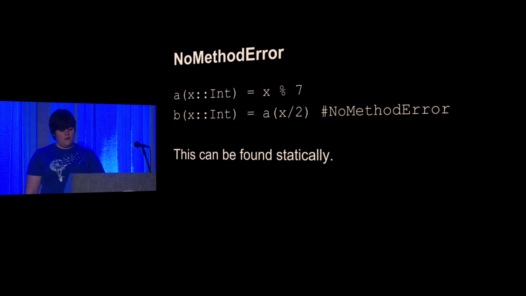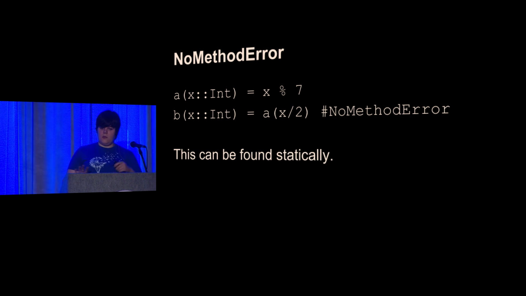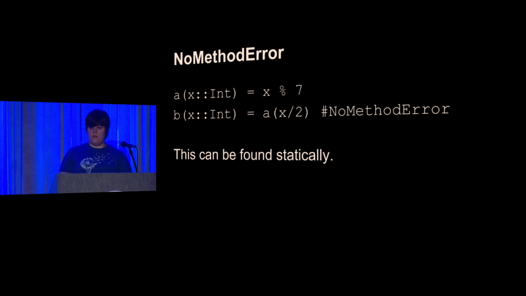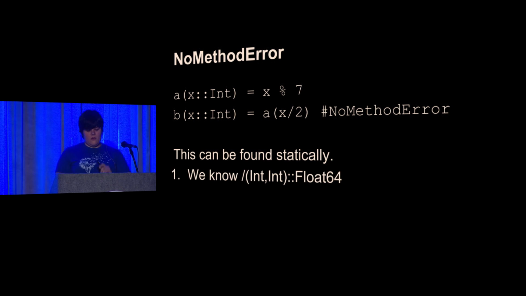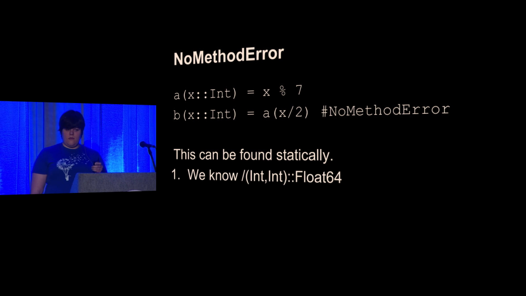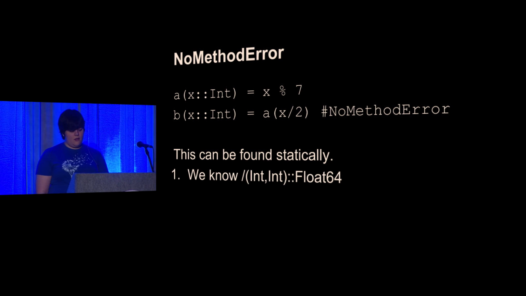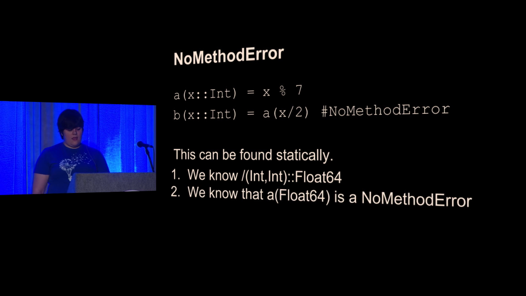And so because we can look at the code and use knowledge that the computer would also have to decide this is a problem, the computer should be able to decide this is a problem. So we know that it will know that division of 2 ints is a Float64. The compiler already knows that. And we know that A of Float64 will cause no method error. It already knows the methods of A when it compiles the code, although it's hopeful that you'll later define a method of A that will work here. But it knows that there isn't one.